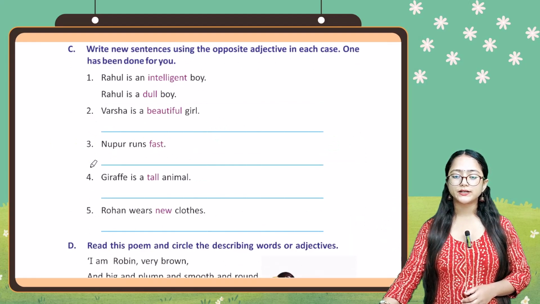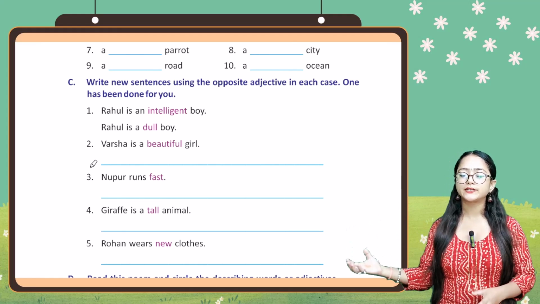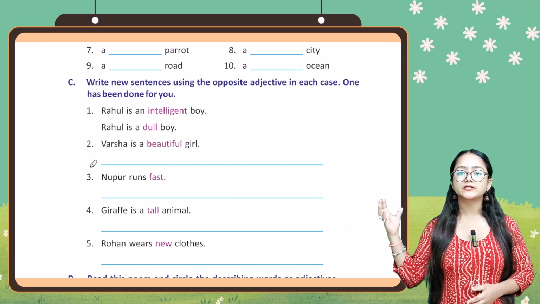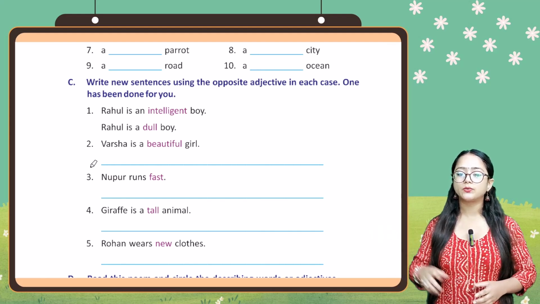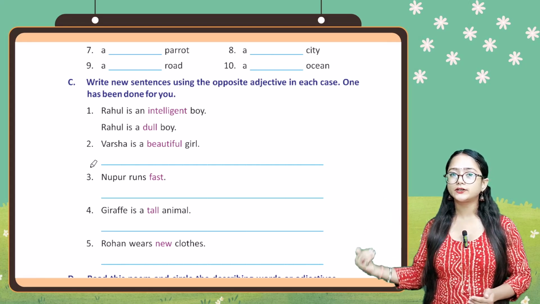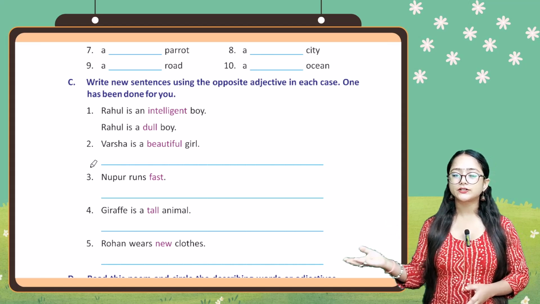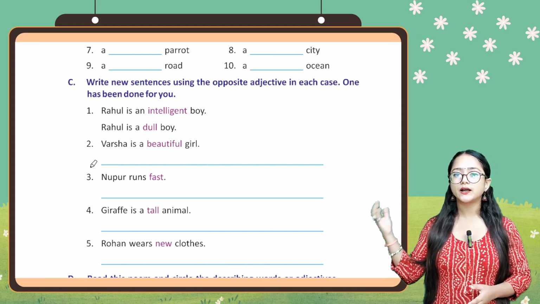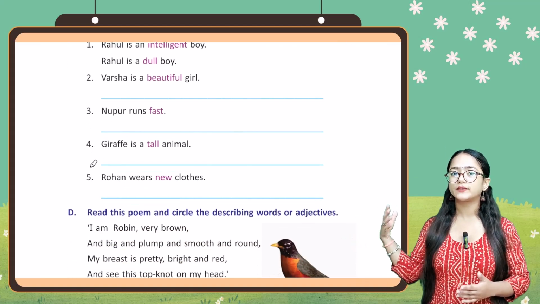Now next question is: write new sentences using the opposite adjective in each case. One has been done for you. For example, Rahul is an intelligent boy, Rahul is a dull boy. So basically you have to write down the opposite of the given describing word or adjective. Next is Varsha is a beautiful girl, Varsha is the ugly girl. Okay, like this you have to write down the opposite of that word.